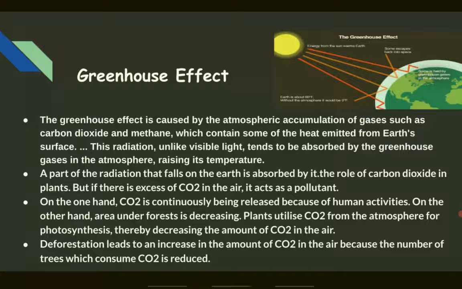The role of carbon dioxide in plants. If there is excess CO2 in the air, it acts as a pollutant. On one hand, CO2 is continuously being released because of human activities. On the other hand, the area under forest is decreasing. Plants take in CO2 from the atmosphere for photosynthesis, thereby decreasing the amount of CO2 in the air. Deforestation leads to an increase in the amount of carbon dioxide in the air because the number of trees which consume carbon dioxide is reduced.